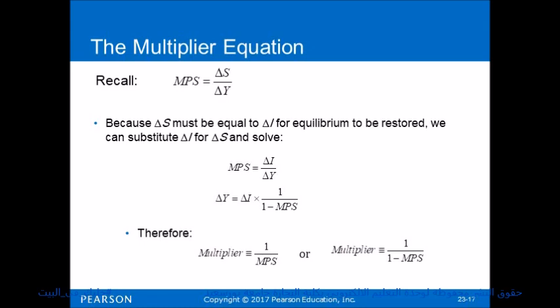Therefore, the value of the multiplier is given by 1 divided by MPS, or simply the reciprocal of the marginal propensity to save. Or, the value of the multiplier is given by the reciprocal of the difference between 1 and the value of the marginal propensity to save, or simply 1 divided by 1 minus MPS.